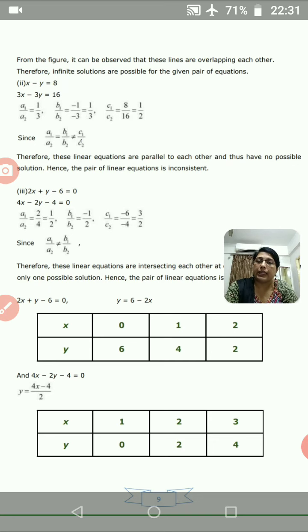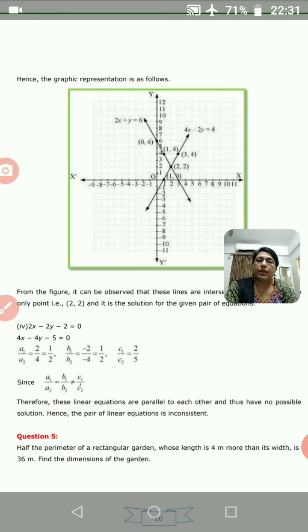Therefore we can say that the equations are inconsistent, and so we will not draw any graph. In the third question, we are getting the ratio a1 upon a2 not equal to b1 upon b2. So we will get intersecting lines and a unique solution, and we can say it is consistent. If we represent it on a graph, then we will get the graph this way. And the solution will be (2, 2), meaning the x coordinate is 2 and the y coordinate is also 2.